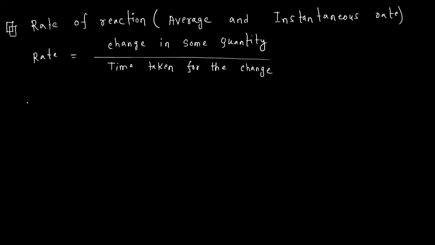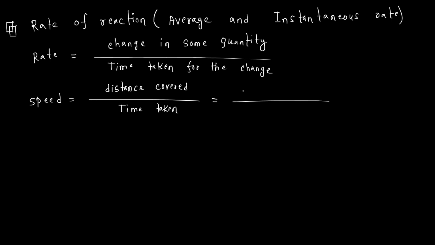Whenever we talk about speed in physics, we write speed as distance covered divided by time taken. Or we can write change in location divided by time taken.